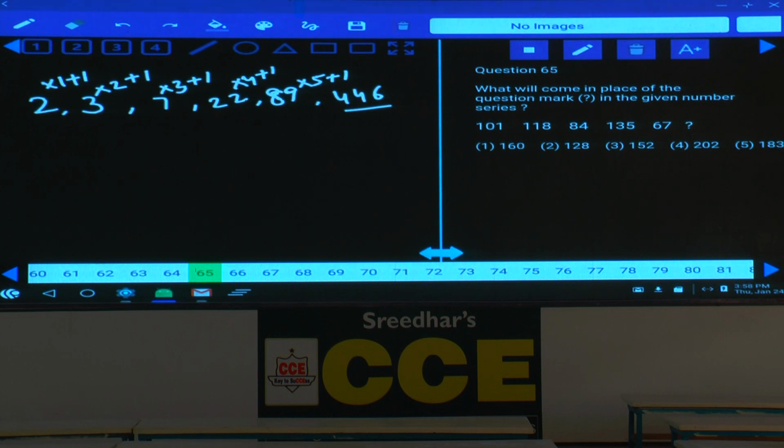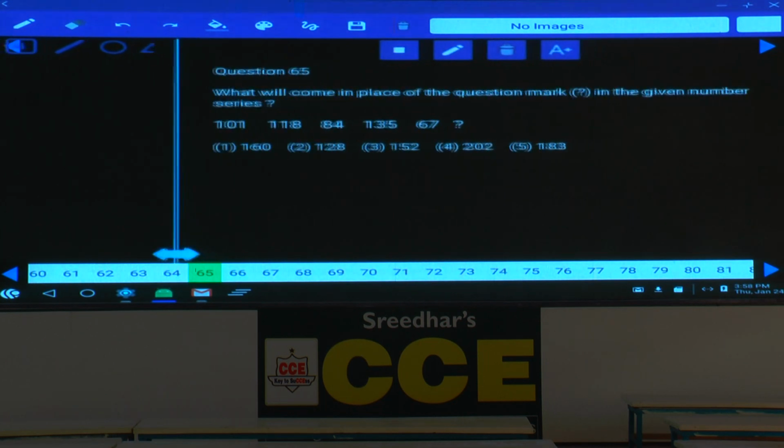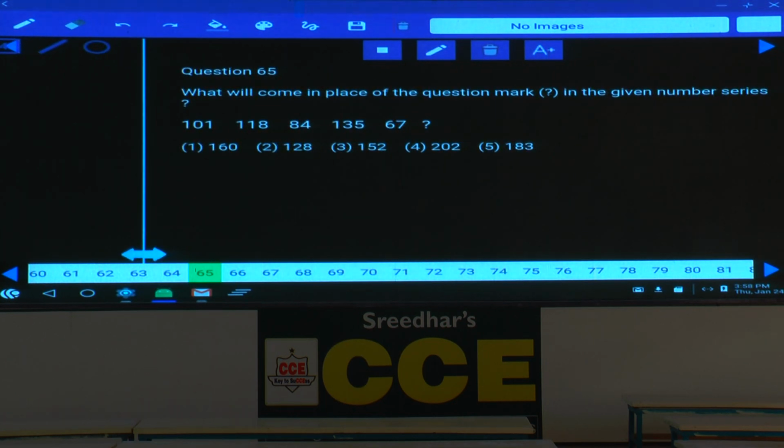101, 118, isn't it? Now, if you observe here in this one, earlier we had discussed about this. 101 to 118 the number increased, again decreased, again increasing, again decreasing. Whenever the numbers are increasing and decreasing, then you should go for alternate numbers. Now 101 and 84, what is the difference between these two? Minus 17. And 84 and 67, what is the difference here? Again minus 17.